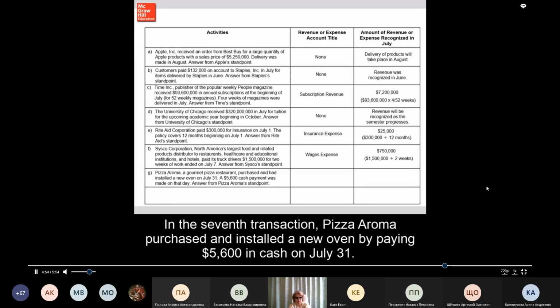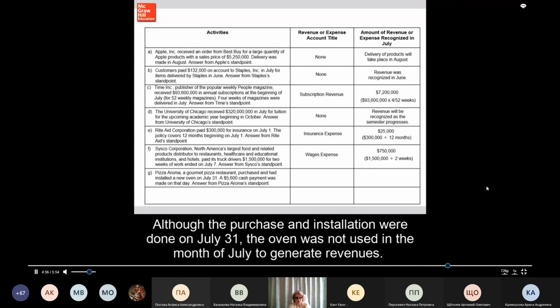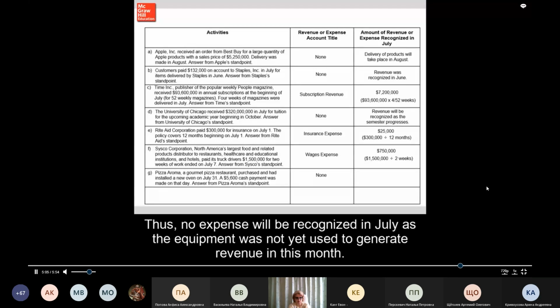In the seventh transaction, Pizza Aroma purchased and installed a new oven by paying $5,600 in cash on July 31. Although the purchase and installation were done on July 31, the oven was not used in the month of July to generate revenues. Thus, no expense will be recognized in July, as the equipment was not yet used to generate revenue in this month.